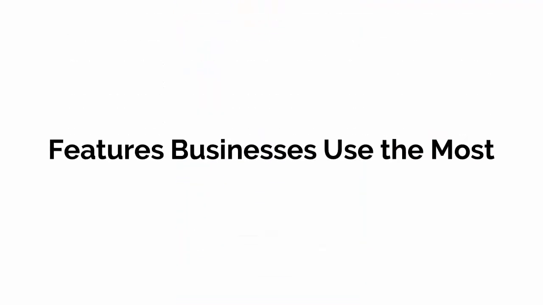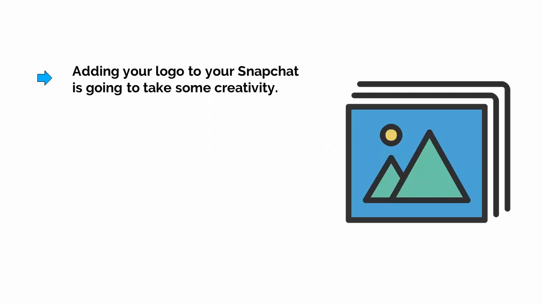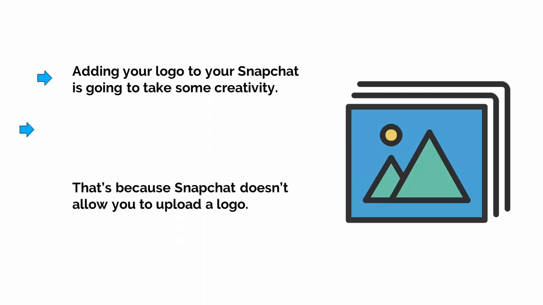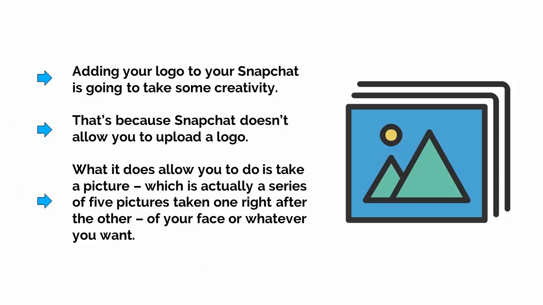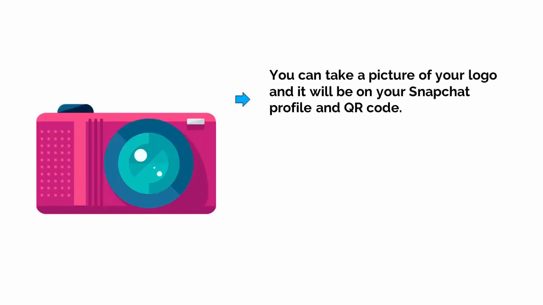We're now going to go over a couple of the features that businesses use most, namely the logo and the QR code. This is intended as a sort of quick start process. Adding your logo to your Snapchat is going to take some creativity. That's because Snapchat doesn't allow you to upload a logo. What it does allow you to do is take a picture, which is actually a series of 5 pictures taken one right after the other. Pictures of your face or whatever you want. So you can take a picture of your logo and it will be on your Snapchat profile and QR code.